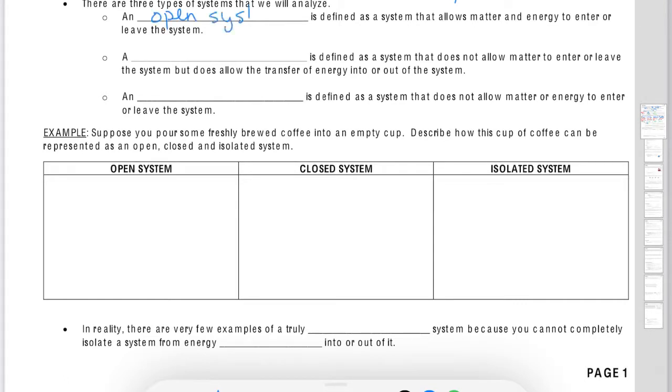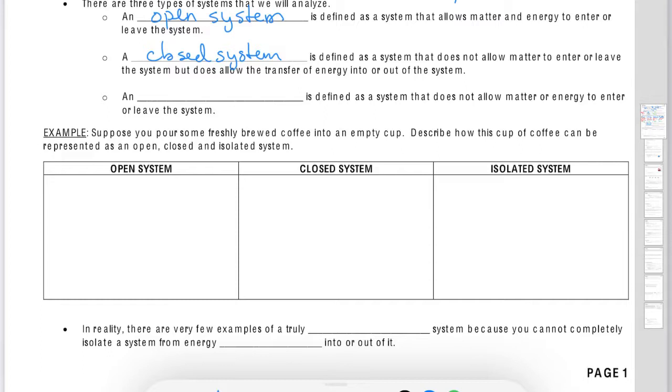So the first one is an open system, and it's defined as where matter and energy can enter or leave the system, right? So think about an open door. Open door means anything can go in or out. Now you have a closed system, where matter cannot go in or out, but energy can.